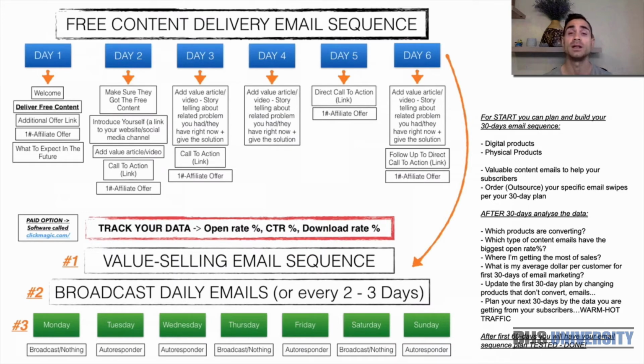On day 5, it's going to be a straight sale of the main affiliate product you are promoting. So, a direct call to action with a link. And on day 6, you want to give them again an article, valuable content to help them, and then a follow-up with a direct call to action. So the link of your affiliate product.